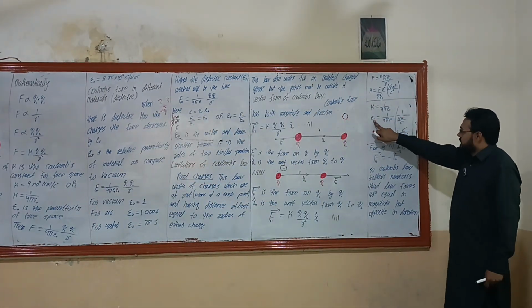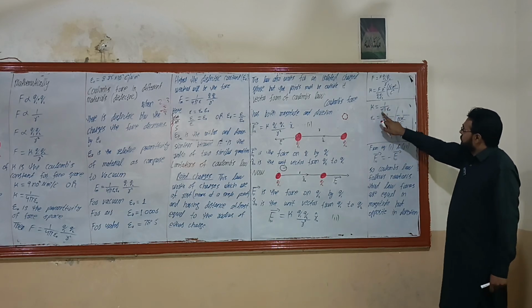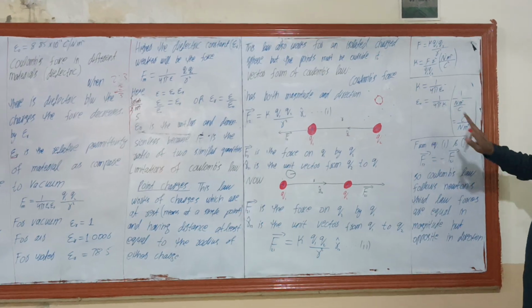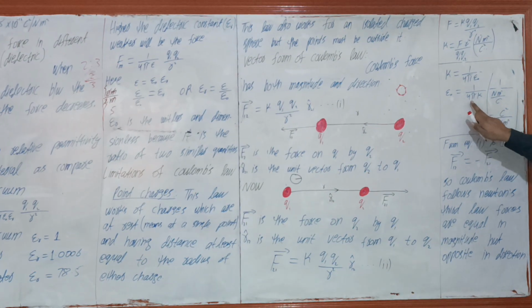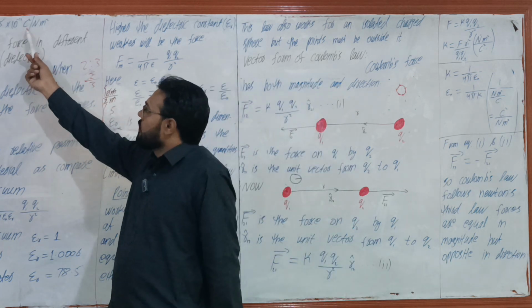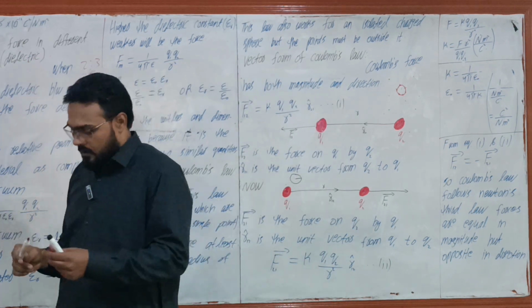Now the units of epsilon naught. K is equal to 1 over 4 pi epsilon naught. Epsilon naught will be multiplied over there and K will be divided over here. Now 4 has no units, pi has no units, they both are constant quantities. The unit of K is Newton meter square per Coulomb square. The C square will be multiplied with the 1. So the unit of epsilon naught is Coulomb square per Newton meter square. That's all about Coulomb's law.